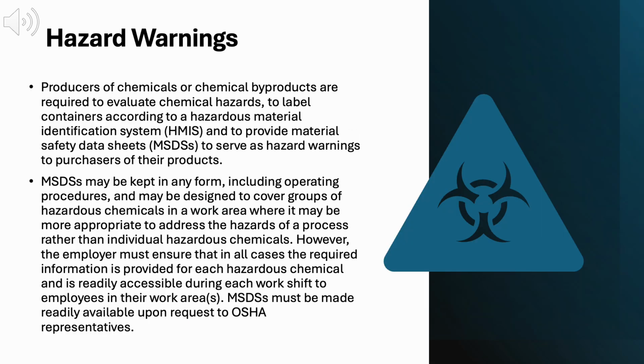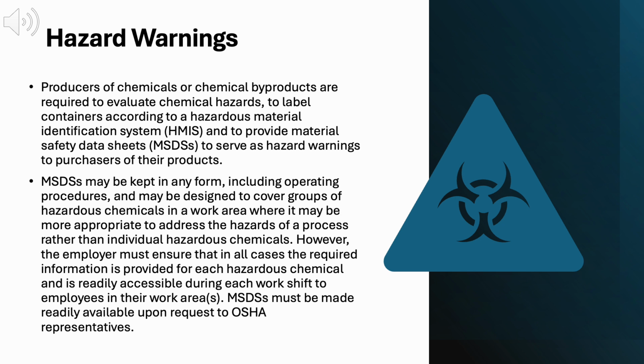Hazard warnings. Producers of chemicals or chemical byproducts are required to evaluate chemical hazards, to label containers according to a Hazardous Material Identification System, HMIS, and to provide material safety data sheets, MSDSs, to serve as hazard warnings to purchasers of their products.